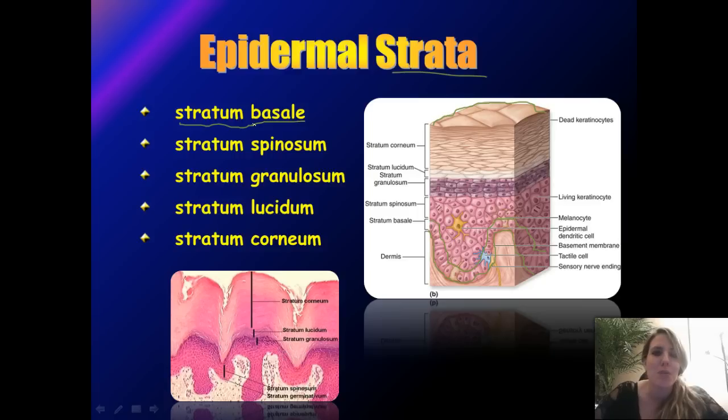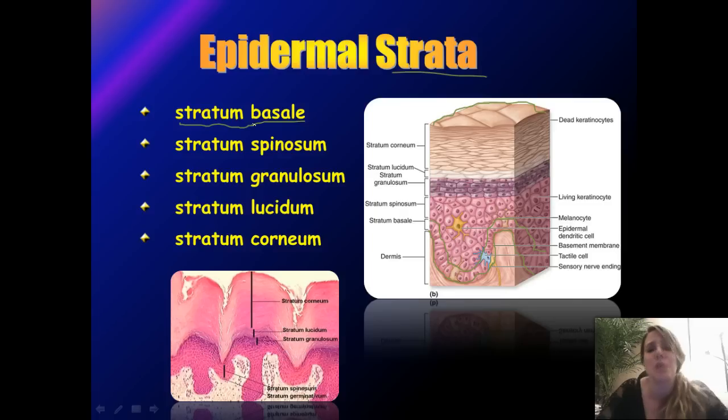Okay, so that's the bottommost layer. And that is also the youngest layer. This is where the baby cells are, the newbies. These baby cells are fresh and they're happy, and they're going to start migrating up towards the outer, most superficial layer as they age.